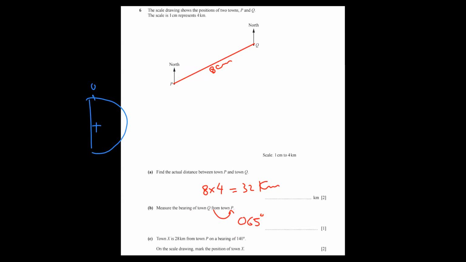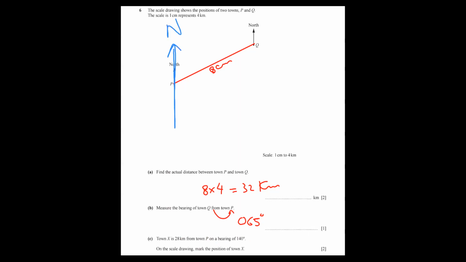Last part here. When he talked about town X, we have 2 towns, P town and Q town. But town X is 28 kilometers from P on the bearing of 140. Again, bearing from P. He said from P. Again, I will keep my rules at P, and I'm going to show you how to apply the rules at P. So this is north, and I face towards north.